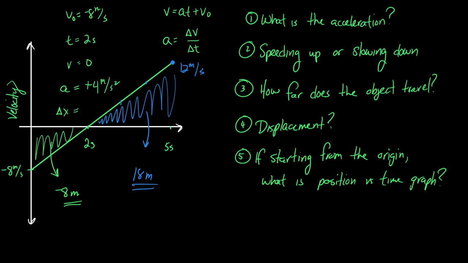Right? 8 meters backwards, and then 18 meters forwards. That's 26 meters. But what was its displacement? Well, I just add these two numbers together and get 10 meters. Or I change this to 5 seconds and find out the displacement and ignore that. There's a multitude of ways you could have found your answers.